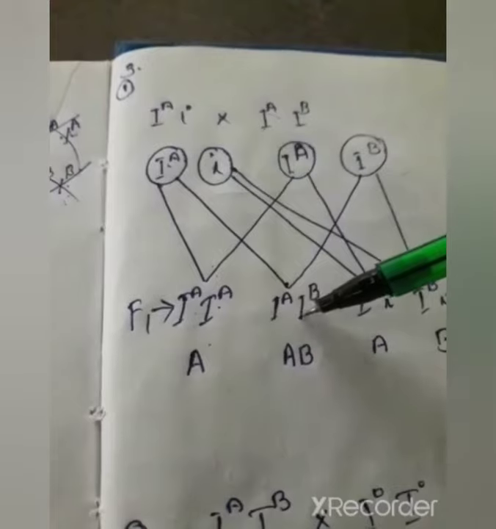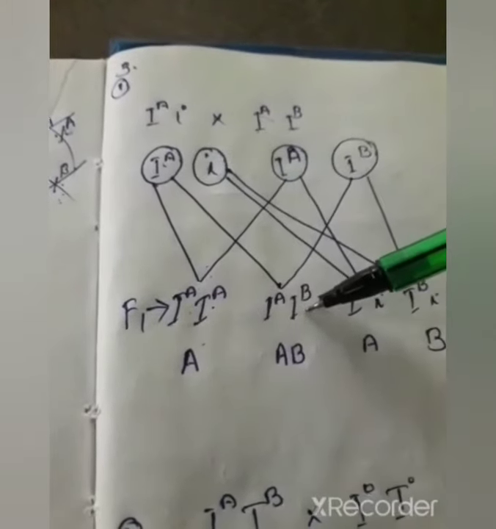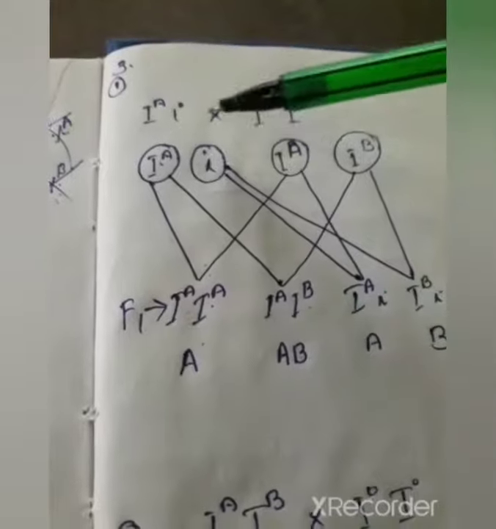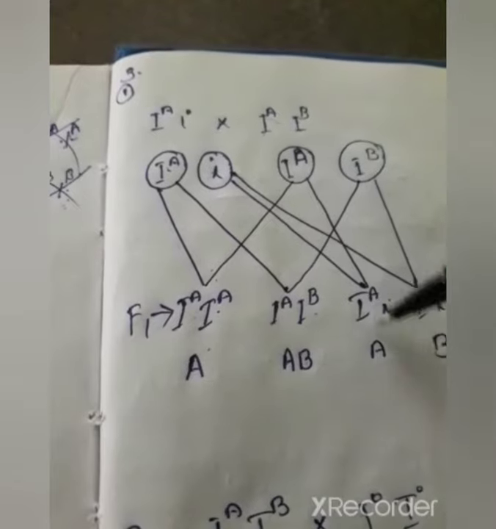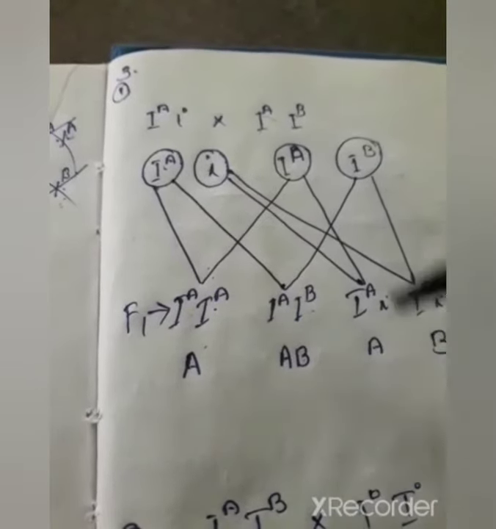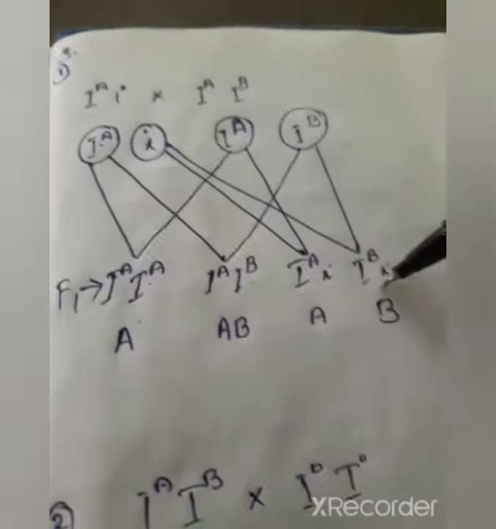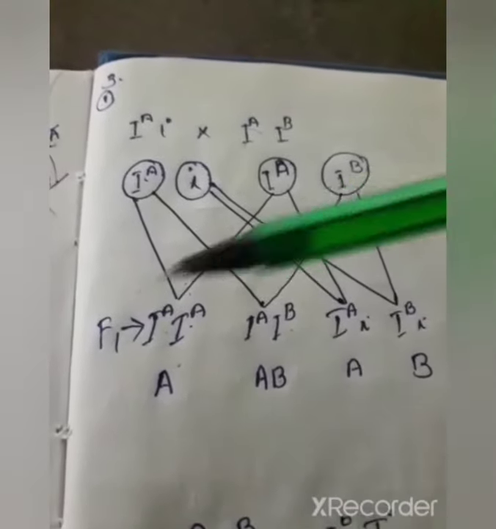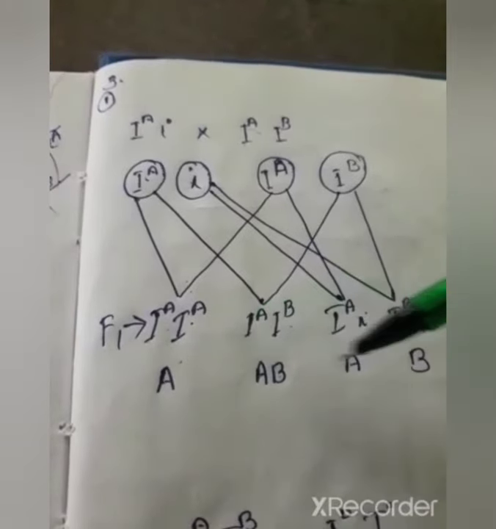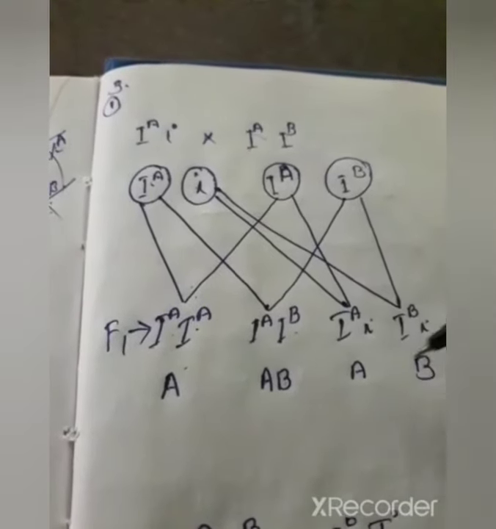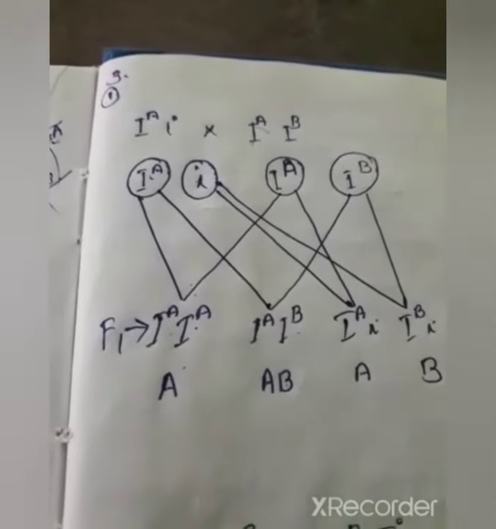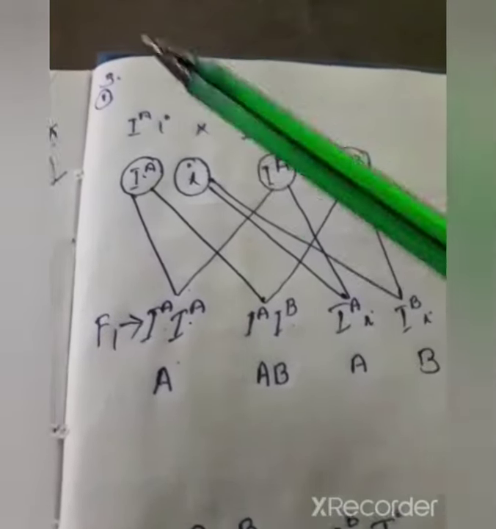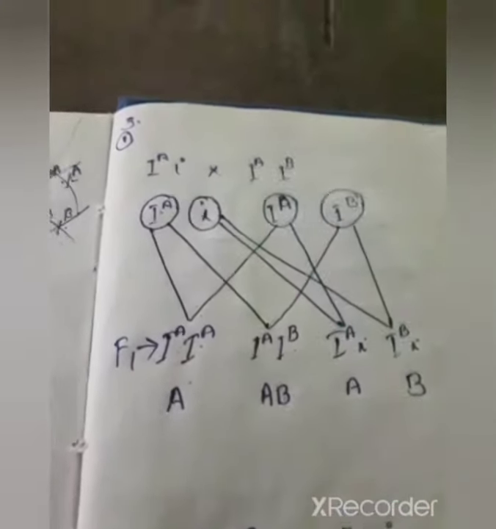Then IA crossed with IB. This is the heterozygous condition IA and IB. This is read as AB blood group. Then small I crossed with IA is the heterozygous condition, called blood group A. Then I and IB is the B group. Their possible offsprings are A, AB, A and B. Four offsprings are formed. A, AB and B groups are formed with the mating of these two parents.